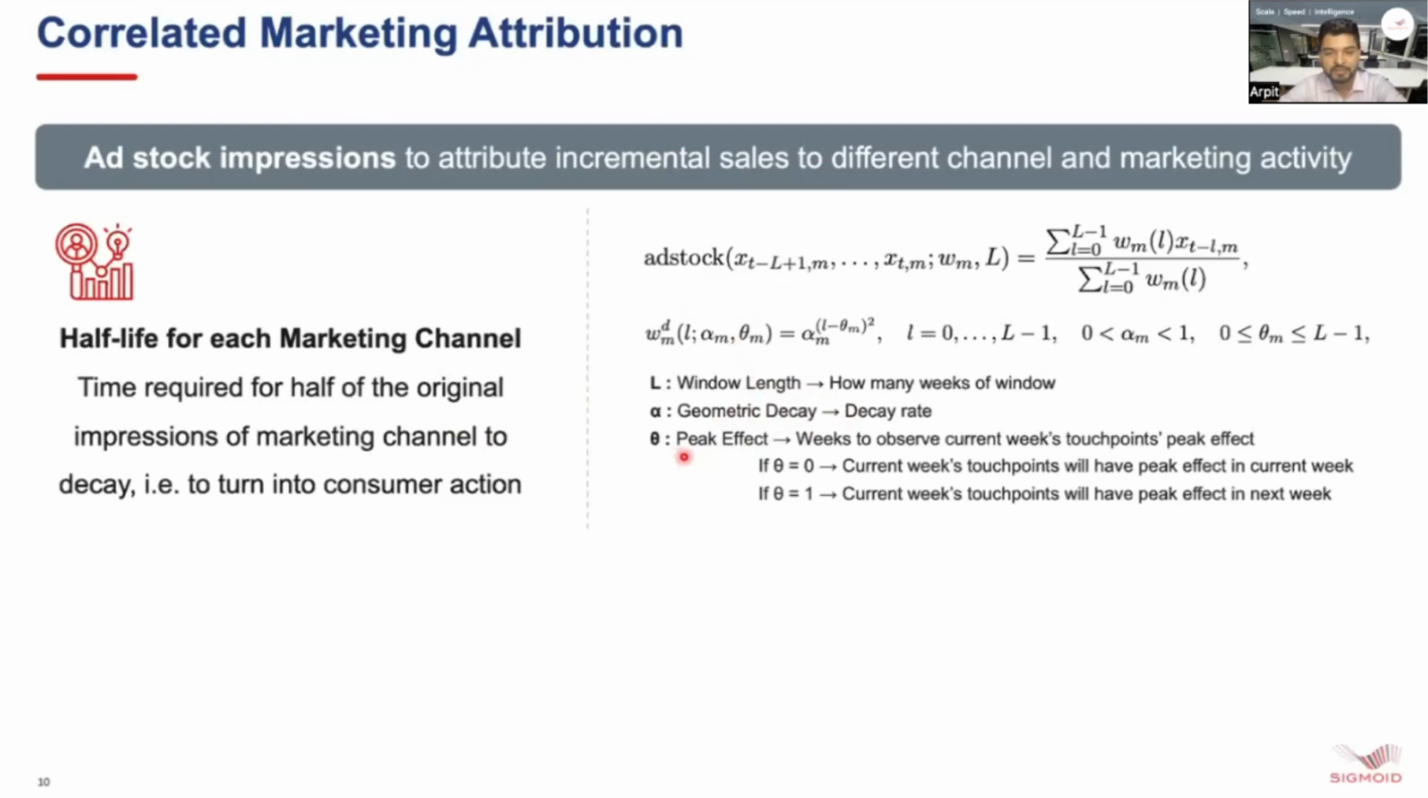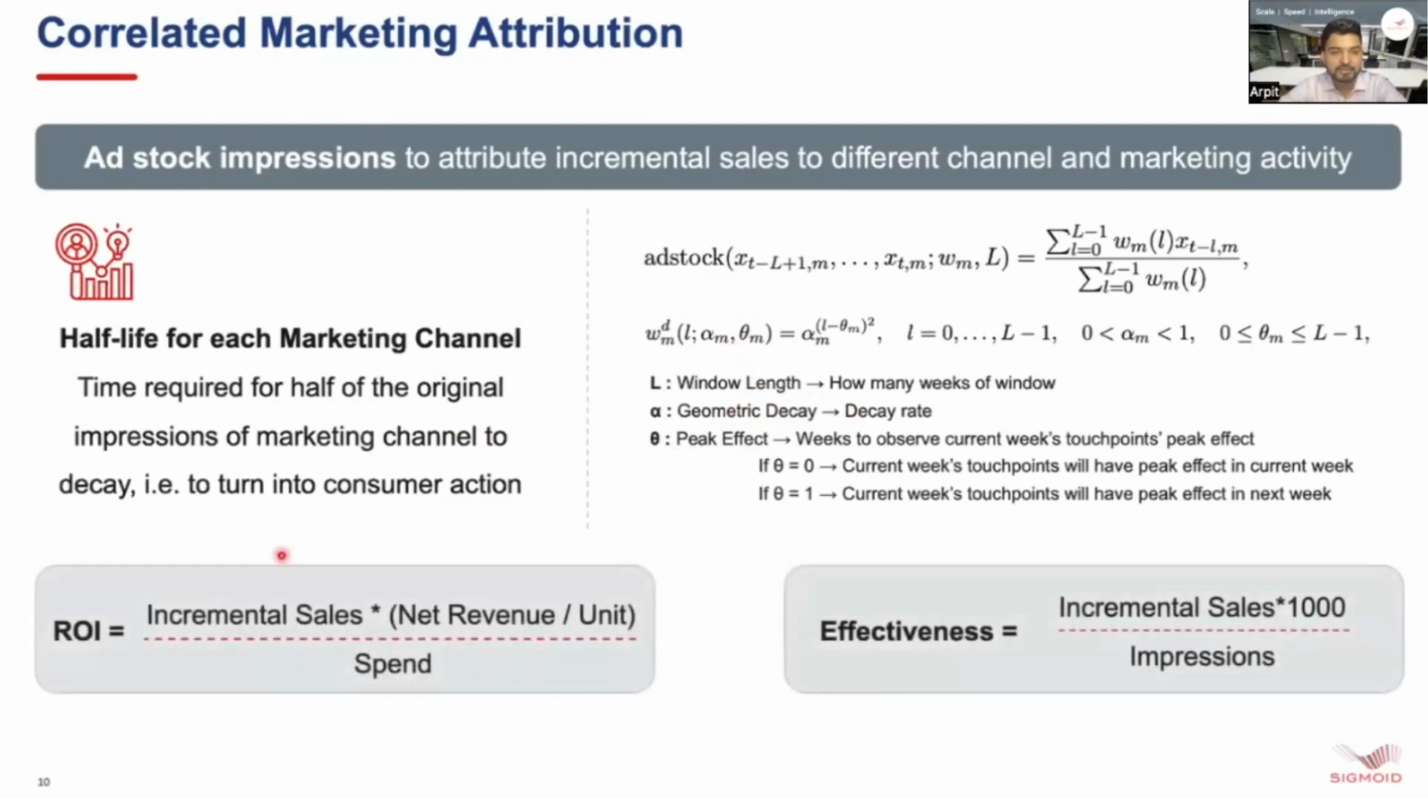Once we run all this correlated marketing attribution, we get two very important business KPIs, that is ROI and effectiveness. ROI is basically the incremental sales times net revenue per unit, divided by spend. And then we have effectiveness, which is incremental sales per thousand impressions.